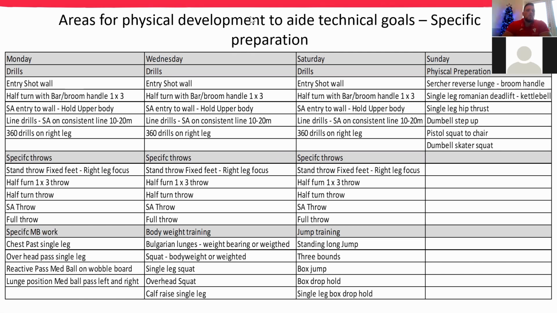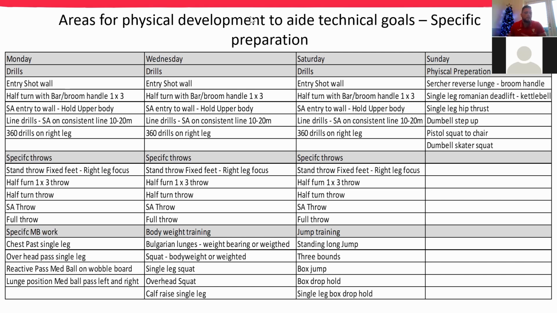So Monday, we've got entry shot wall drill. It's the same as the discus, really, for the rotationals. We have half turns with broom handles. We have the South African entry wall drill with a hold of the upper body. We've got line drills with it. I'm just going to make the athletes do South Africans all the way down the line, 100 meters and back. And then 360 drills on the right leg. We do see a lot of 360 drills on the left, but we'll do it on that right leg as well. We've got to learn to move that right leg in the correct sequence.